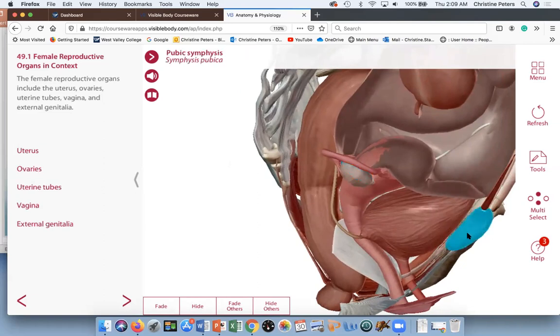Again, pubic symphysis, I have my bladder, my urethra, my uterus, the vagina, fallopian tube, ovary, and then back here, this of course would be the rectum and anus. So there's the rectum back here, and that's a little piece of the sigmoid colon. And down here, there's the anus. All right, so I'm going to go back to my PowerPoint.